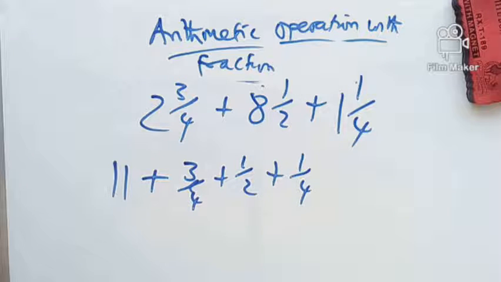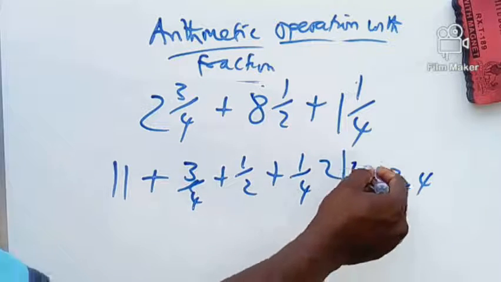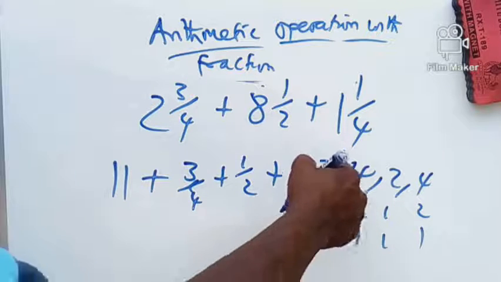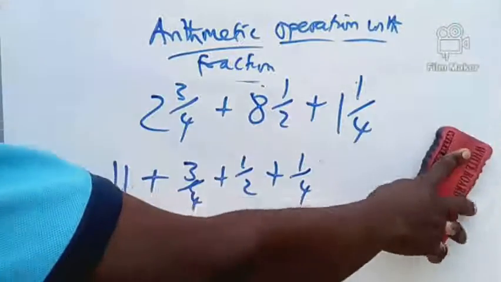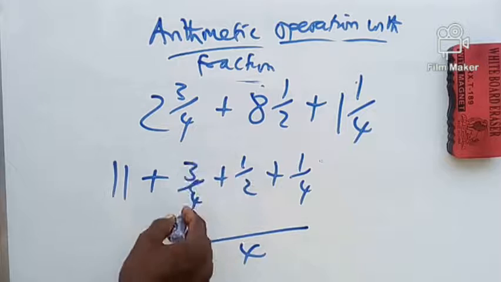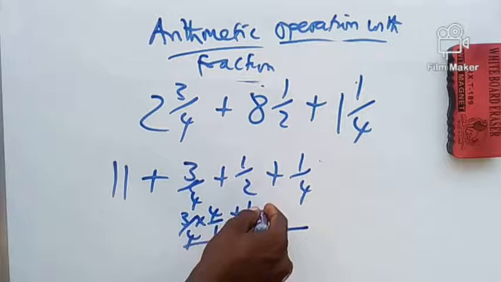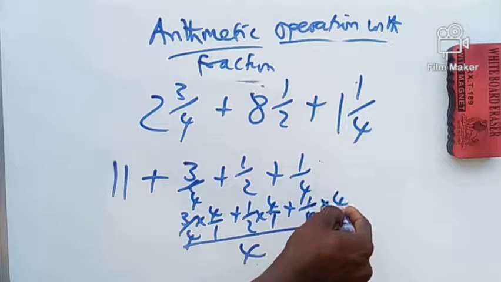So to tackle this, we simply take the denominators and find their LCM. We write it as 4, 2, 4. So let's go ahead. 2 here, 2, 1, 2. 2 here, 1, 1, 1. So the LCM is 2 times 2, which is what? 4. So what we're going to do now is simply draw a line, write 4. Use 4 to multiply each of the fractions. 3 over 4 times 4 over 1 plus 1 over 2 times 4 over 1 plus 1 over 4 times 4 over 1.